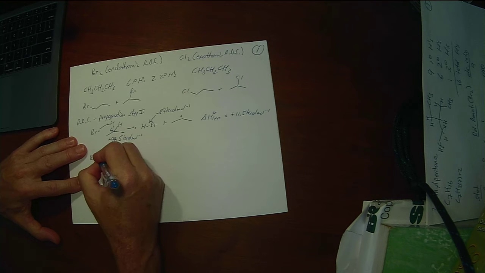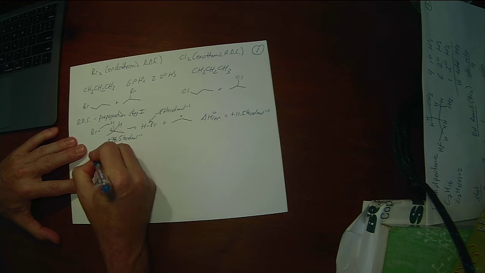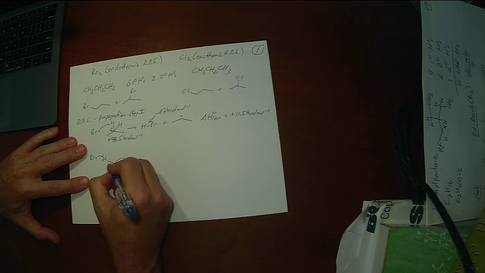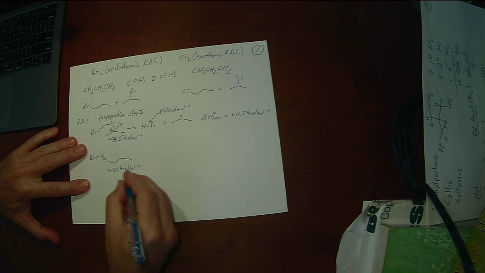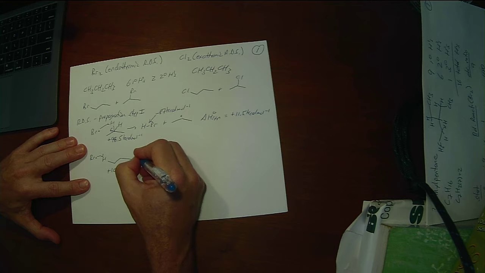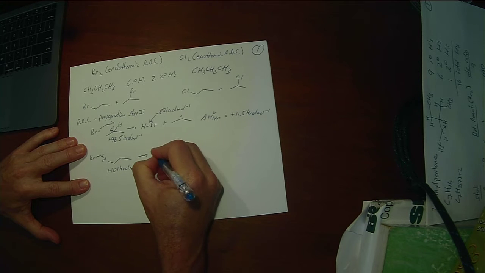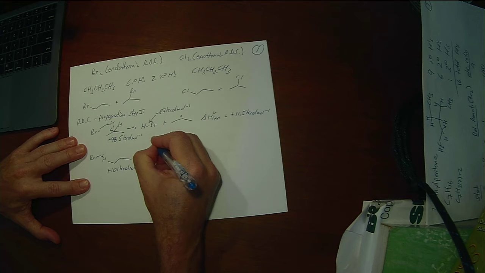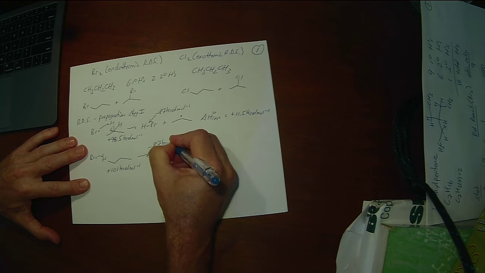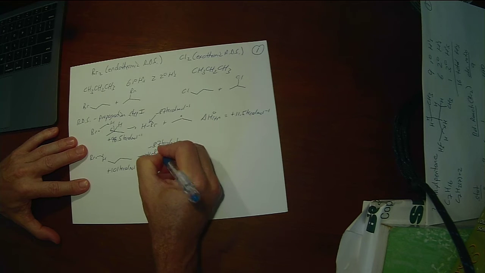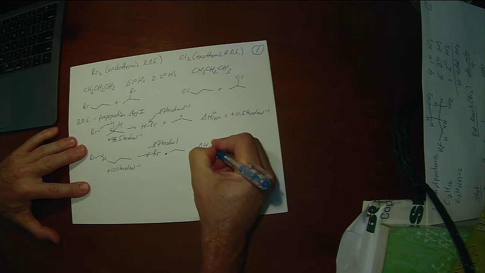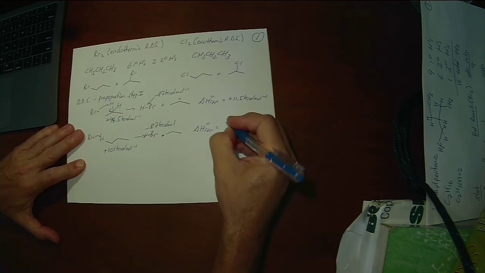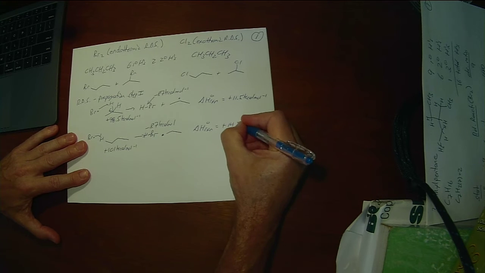The situation is even worse for the primary hydrogen, right? Because that primary C-H bond is 101 kilocalories per mole. So we have to put in 101 kilocalories per mole, but we still only get back 87 kilocalories per mole when we form the HBr and the primary radical. So delta H of reaction for that one, right, is plus 14 kilocalories per mole.